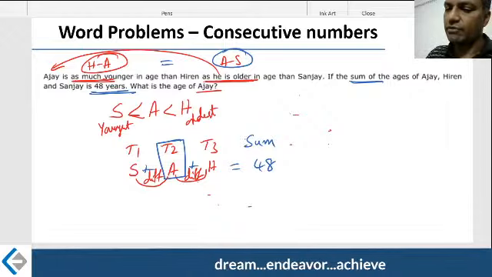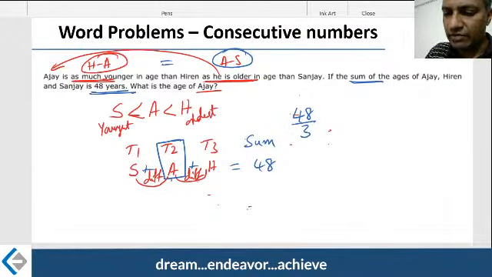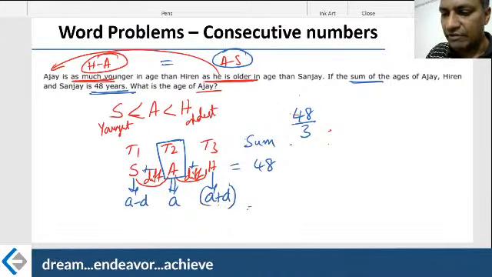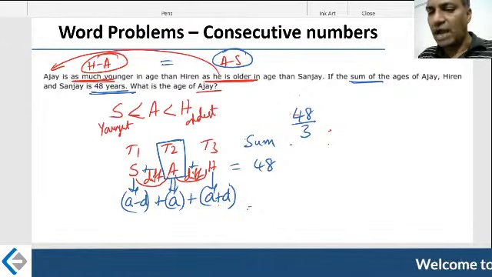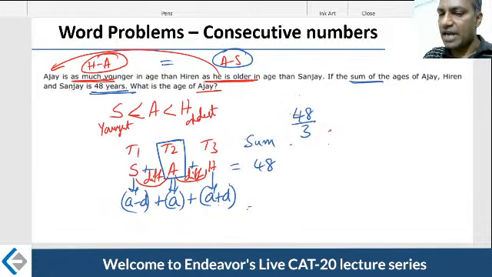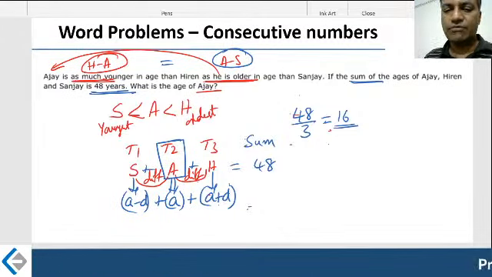Therefore, what is the age of Ajay? We already know that from the previous question. Just divide by 3. Why? Because if Ajay's age is A years, then Sanjay's age is A minus D years, and Hiren's age is going to be A plus D years. If I add them, D and D get cancelled. I will never be able to find Sanjay's age or Hiren's age. But I can find Ajay's age. Ajay's age is going to be 48 divided by 3, which is 16 years. Ajay's age can be found out, but Hiren's and Sanjay's ages cannot. For that, we need further information.